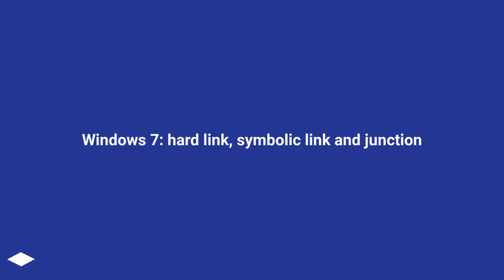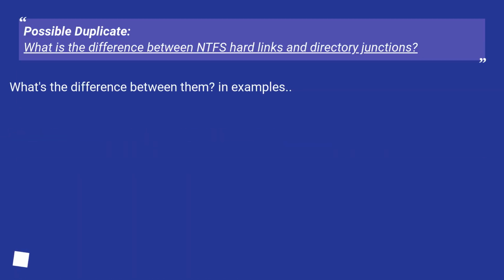Windows 7, hard link, symbolic link and junction. Possible duplicate. What is the difference between NTFS hard links and directory junctions? What's the difference between them? In examples.